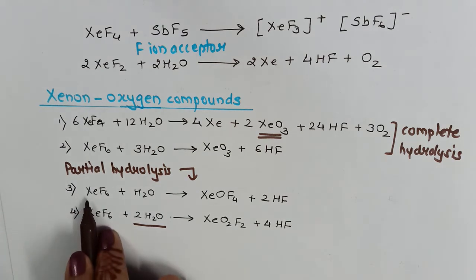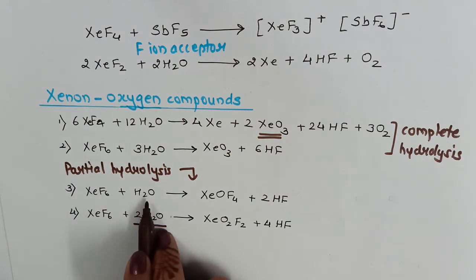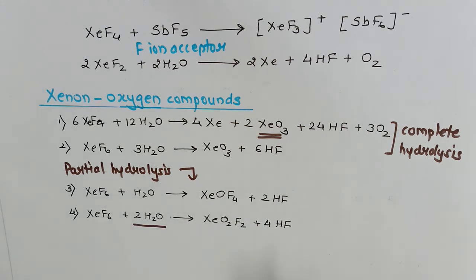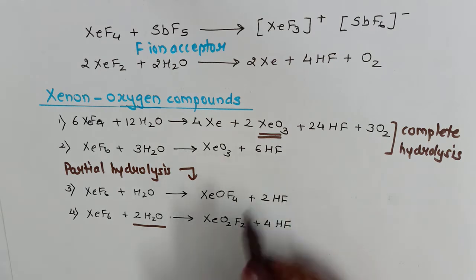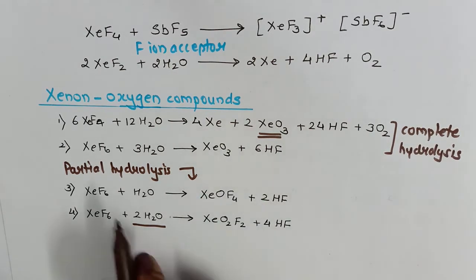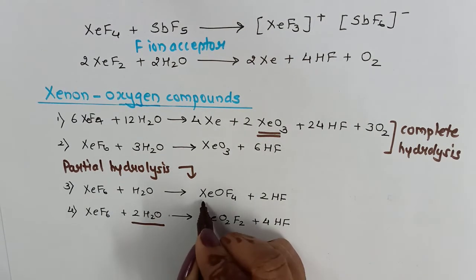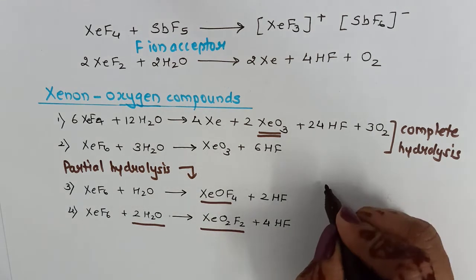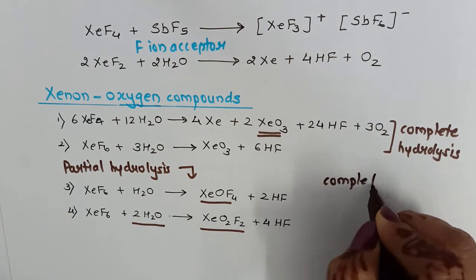Xenon hexafluoride, when it is partially hydrolyzed, gives compound like XeOF4 and hydrogen fluoride, as well as compound like XeO2F2 and hydrogen fluoride. In all these reactions, hydrogen fluoride is one of the common byproducts, and the product obtained by complete hydrolysis is XeO3, whereas partial hydrolysis product is either XeOF4 or XeO2F2. Now these reactions are asked as complete the equation.